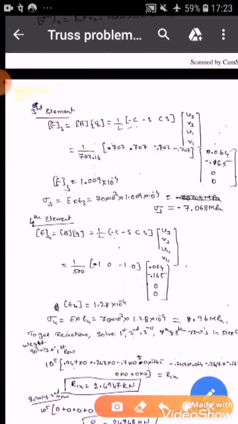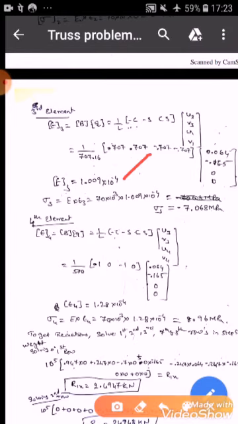Third element strain has 1 by L, minus C, minus S, C, S, with u3 v3 and then u1 v1. Remember the displacements associated with it; you have to write them very carefully. These are the points where you actually slip and write it mistakenly. Okay, then you calculate the strain.